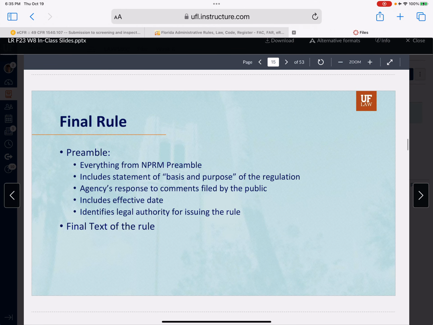The final rule also has a preamble. So it has everything that was in that Notice of Proposed Rulemaking preamble. It's going to give you the basis and purpose of the regulation, and it's also going to talk about the comments they received. We got such and such comments from the public, and in response to them, we made such and such changes. It includes the effective date, and it will identify that when it says legal authority, that's the enabling statute. It will identify the legal authority, aka the enabling statute, for issuing the rule. And then it also will have the final text of the actual rule as it will be published in the CFR.